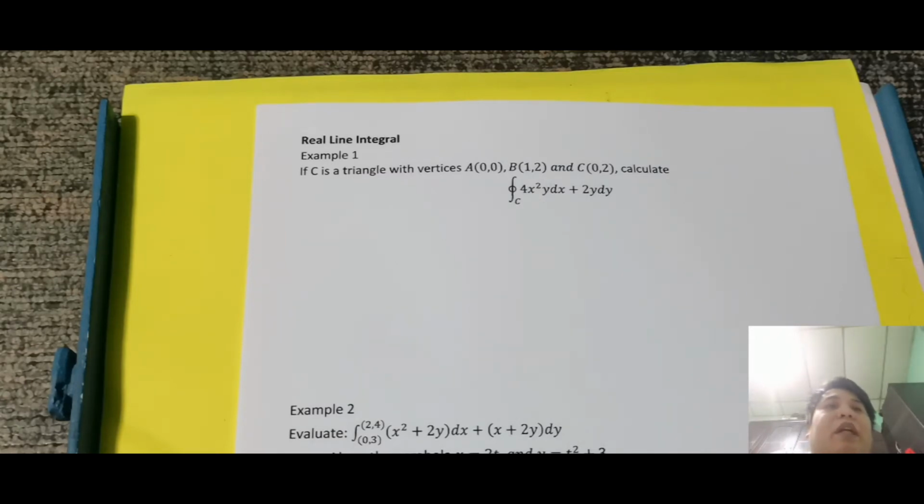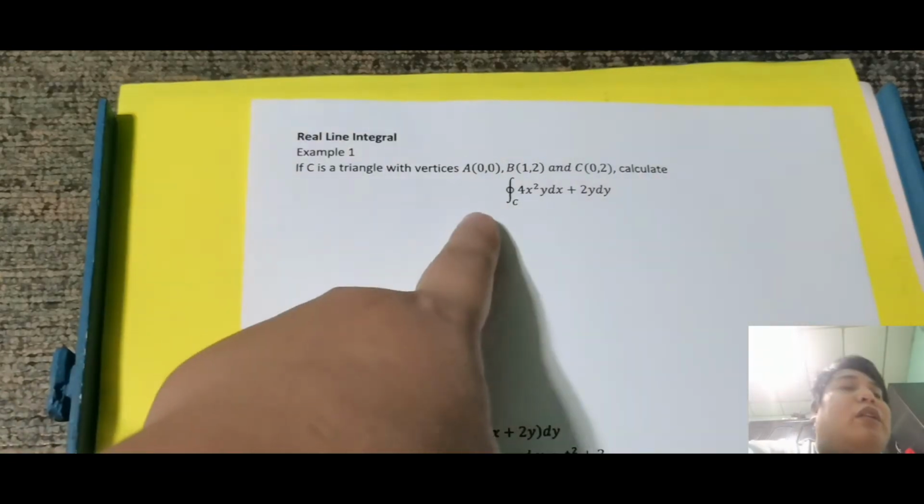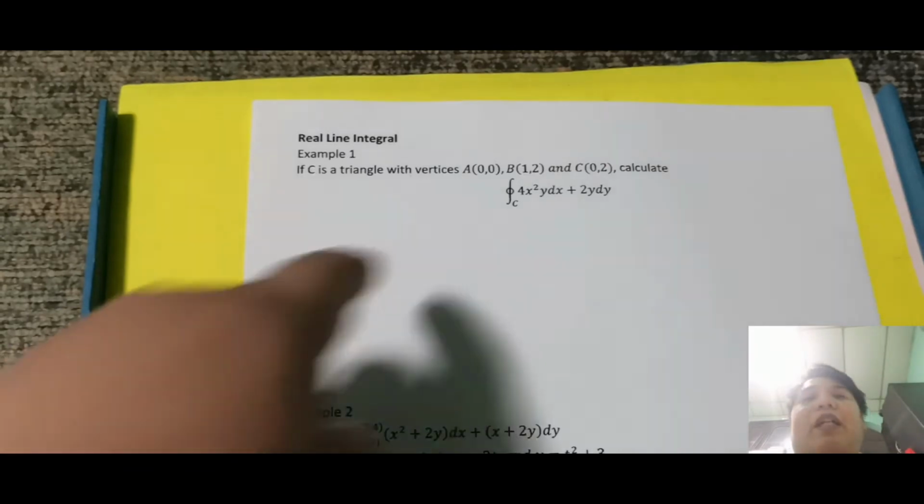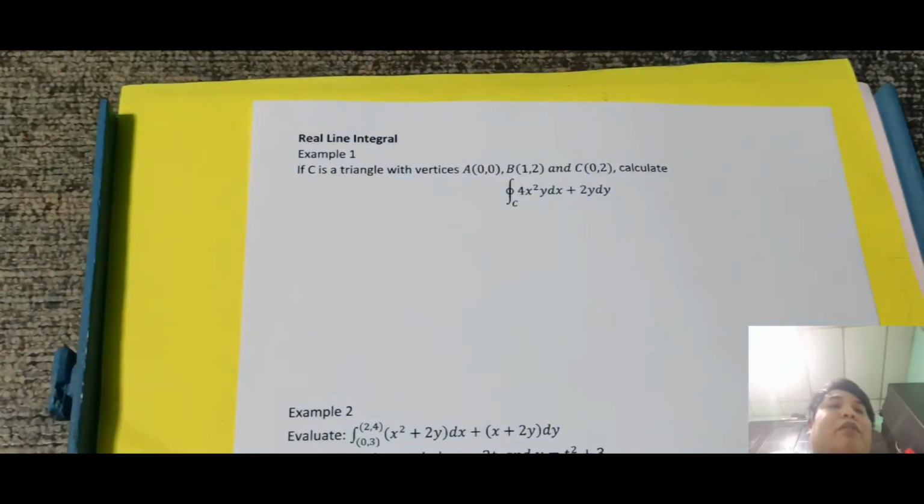So if C is a triangle with vertices A (0, 0), B (1, 2), and C (0, 2), calculate the integral, the closed curve integral, meaning pag may bilog na ganyan, that is closed curve. So tama naman, triangle siya. Curve siya, closed curve siya, meaning babalik. Every line sa triangle ay itinuturing kong curve. Dahil closed curve, meaning babalik.